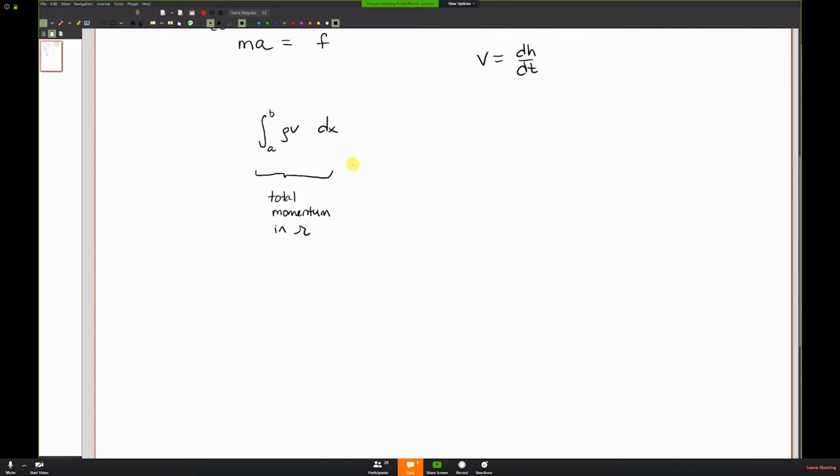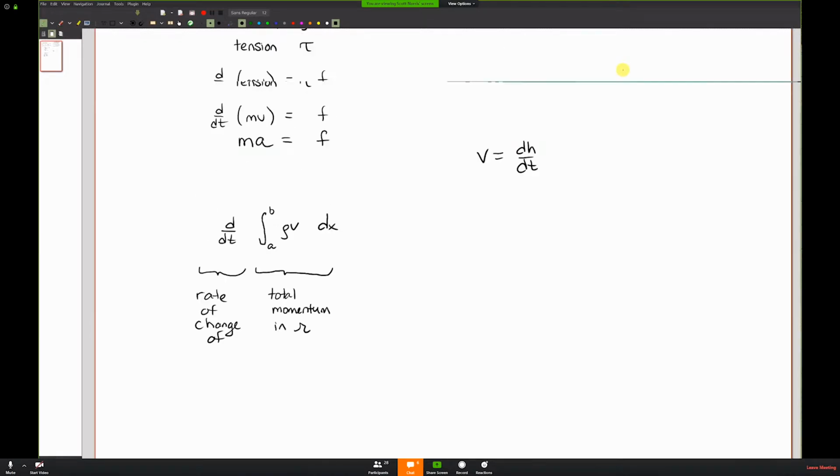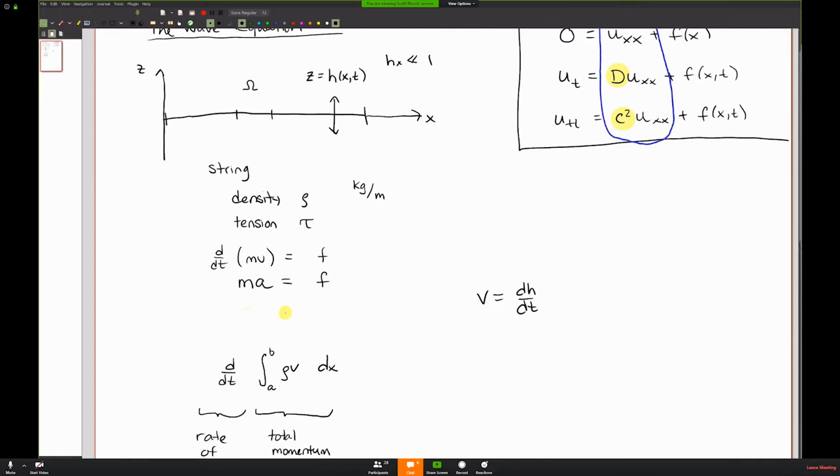We wrote down an integral for the total amount of heat energy in omega. The next thing we did in the diffusion equation was we put a time derivative out here. All right, and just like there, this means rate of change of. So the rate of change of the total momentum in this little strip of string is what? 0, because it shouldn't change.